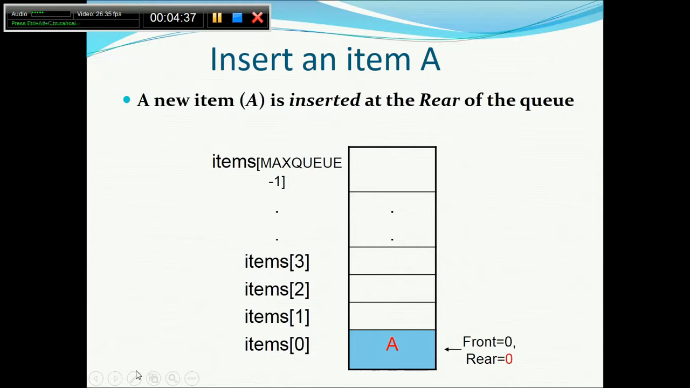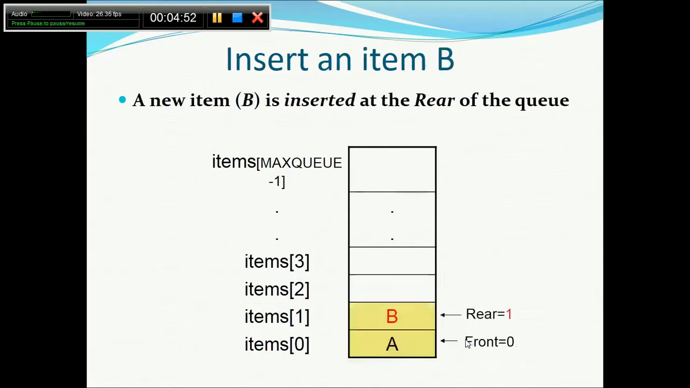So you can see here, this is the first time you are trying to insert, the front is 0 and rear is equal to 0. Also one thing you should understand: whenever both front and rear have the same index, this means the number of elements is exactly 1.